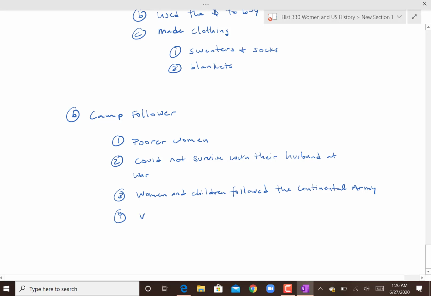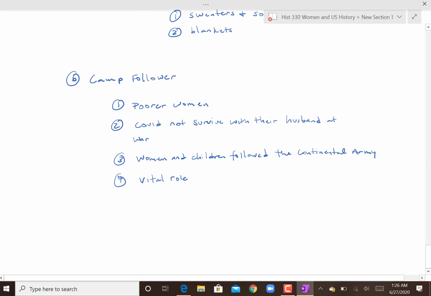Camp followers provided a vital role. Even though George Washington often complained about them, and it did slow him down, because the bigger the group you have to move, the slower the mobilization. So yes, it did do that, but again, just like with the fundraisers, and probably even more so, the Continental Army would not have been successful. It would not have lasted without camp followers. A vital role in winning, I guess, the war.